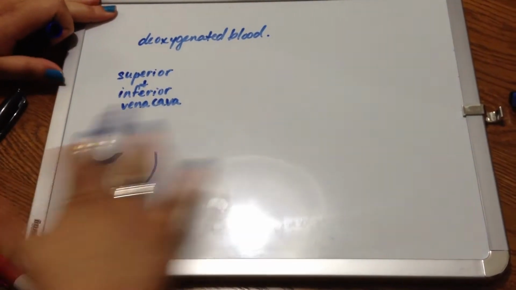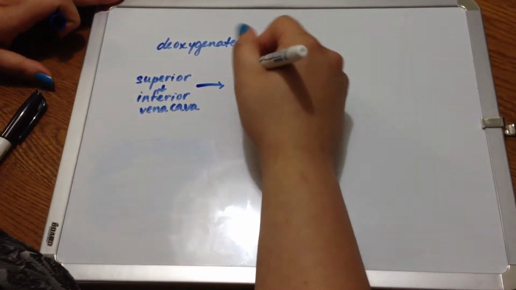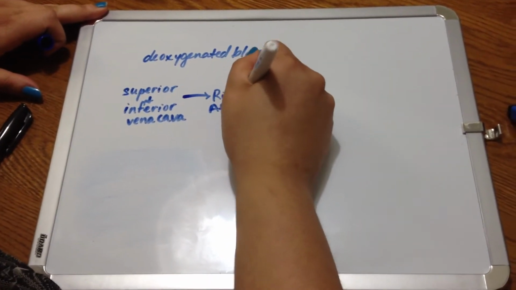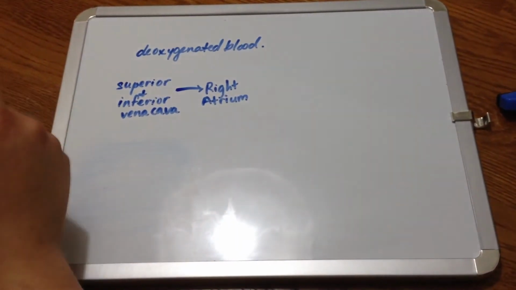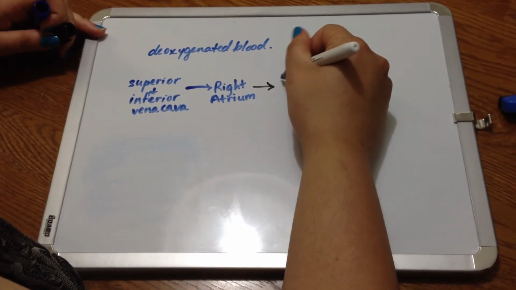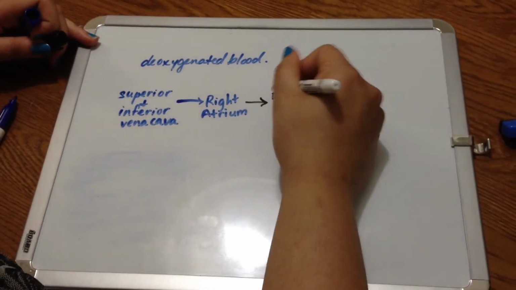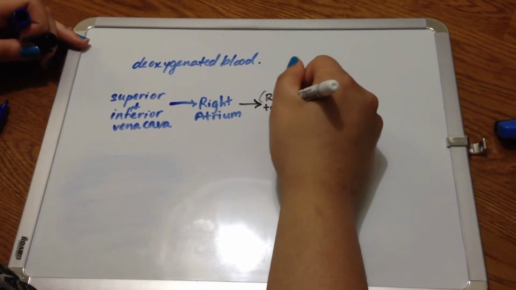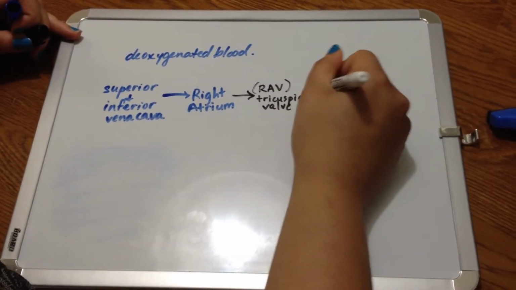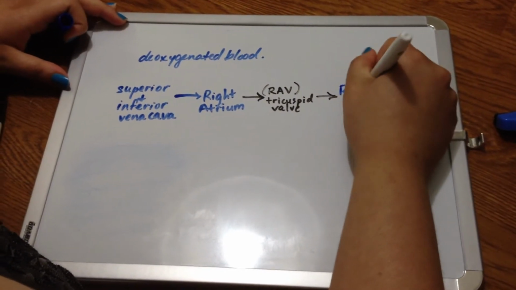Okay? So after you've done that, the blood is going to flow into the right atrium. After it's gone through that, it's going to go through valves. I'll represent valves in black. This valve is going to be the right atrioventricular valve, which is abbreviated RAV, also known as the tricuspid valve. Once you've gone through there, you've reached the right ventricle.